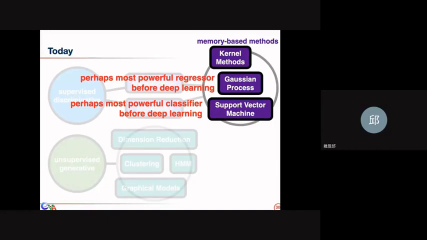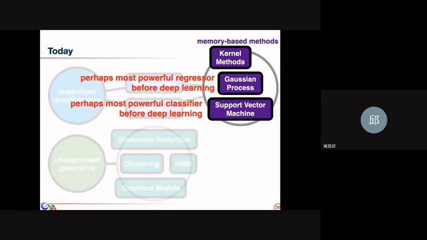Now we will continue to introduce two algorithms. I have mentioned the Gaussian process, perhaps the most powerful regressor before deep learning, and another important algorithm, the support vector machine, perhaps the most powerful classifier before deep learning. But now we would like to introduce you first to the Gaussian process.